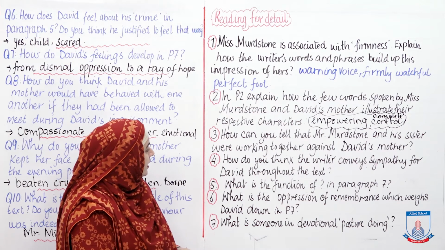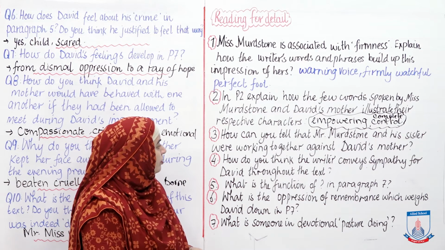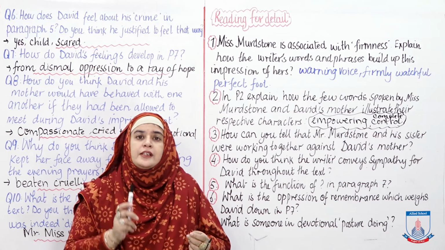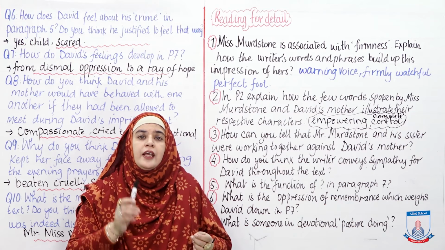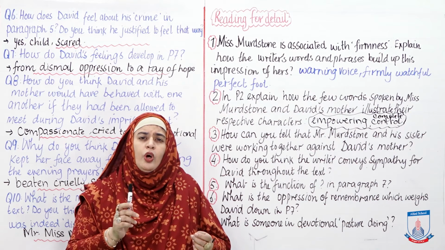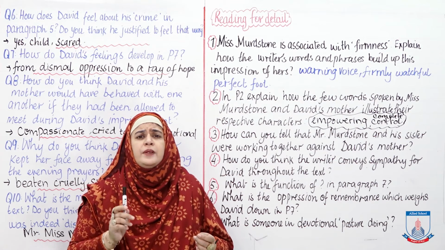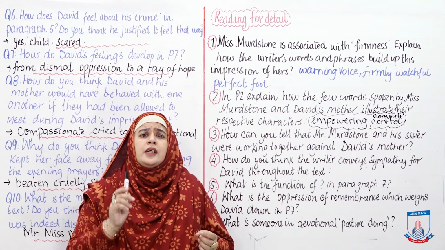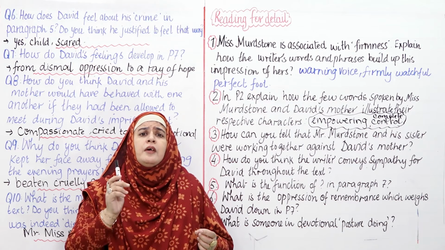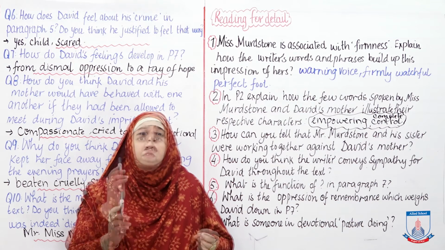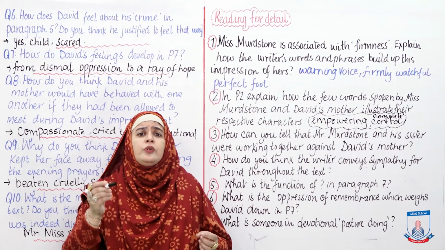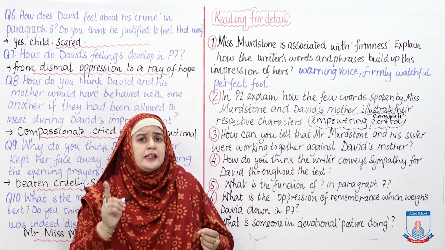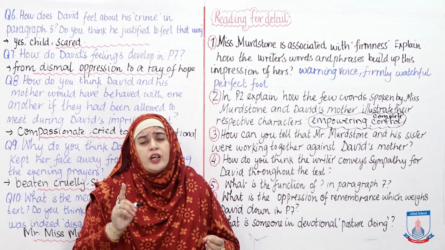How do you think the writer conveys sympathy for David throughout the text? The writer conveys sympathy for David by not justifying any single one of Mr. Murdstone's actions. He was calling David poor. He was basically showing sympathy, speaking according to David's viewpoint. Not a single time did he speak with the viewpoint of Mr. or Miss Murdstone.